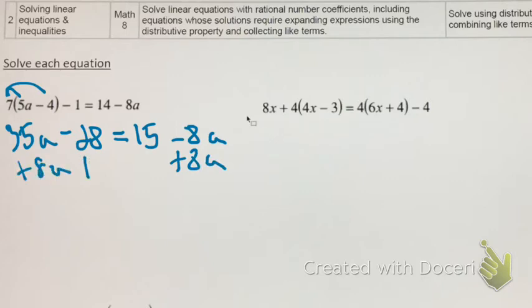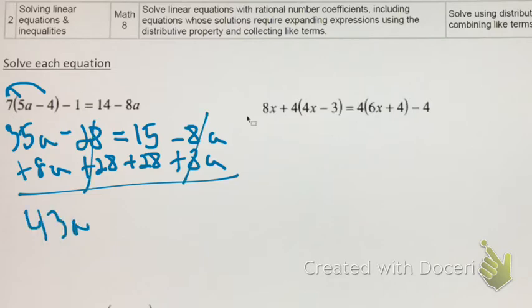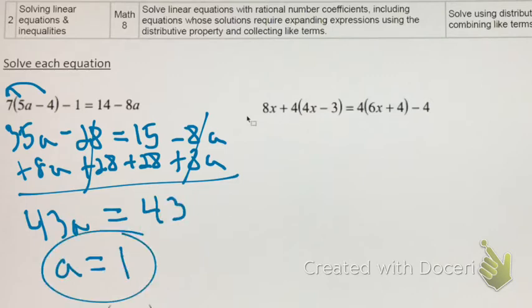And I can add the 28 to both sides. That moves all the constants to the right. So what have I got here? Cancel, cancel. 35 and 8 is 43a. Over here, 15 plus 28, what a miracle. 43. All right. So on that one, a equals 1. We'll just forego the last step there.